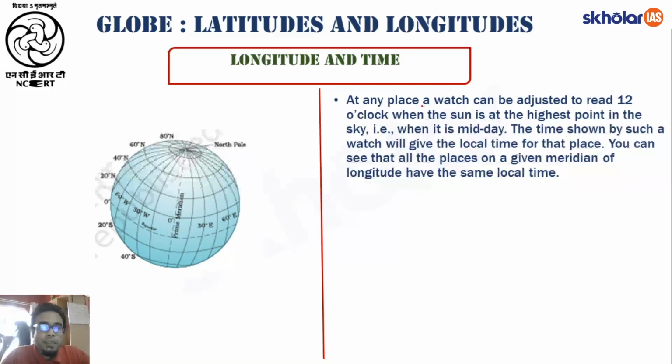So at any place, a watch can be adjusted to 12 o'clock when the sun is at the highest, right? And that is your midday, right? And the time shown by such a watch will give the local time for that particular place. And you can see all the places of a given meridian of longitude will have the same local time. Understood? So all the longitudes will have the same time. Very, very important. So time is a function of longitude.